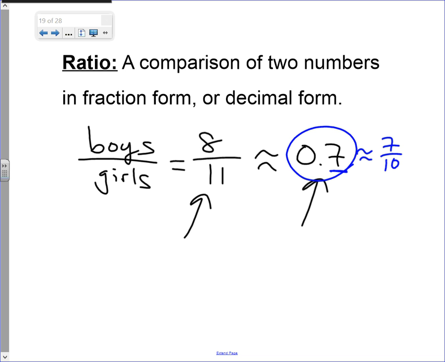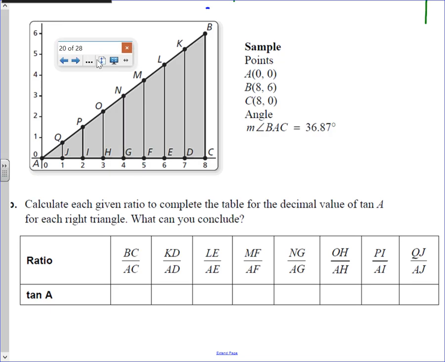This is really the same thing as saying this. It's just in decimal form. Every 7/10 of a guy, there's 1 girl, or every 8 guys, there's 11 girls. There's a comparison of numbers in here. Now, got the word ratio? Flip your page over again. And you'll see this picture at the bottom.